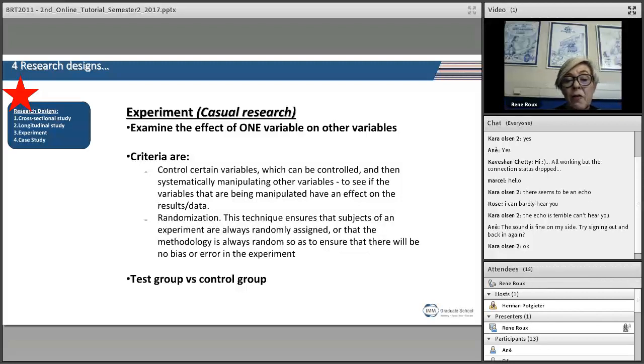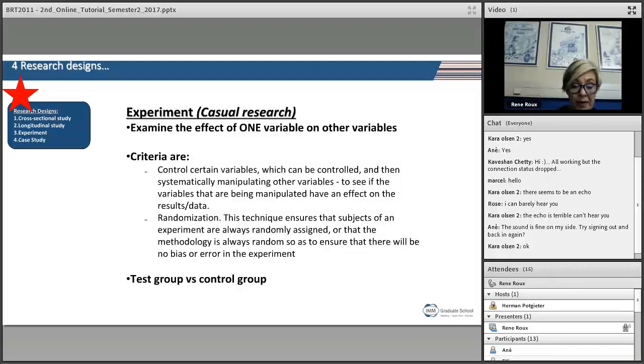The next one is experimental or causal research. The most important thing here is that you usually have two groups. There's a test group and there's a control group with experimental research. The test group is where you change things. The control group is where nothing changed.